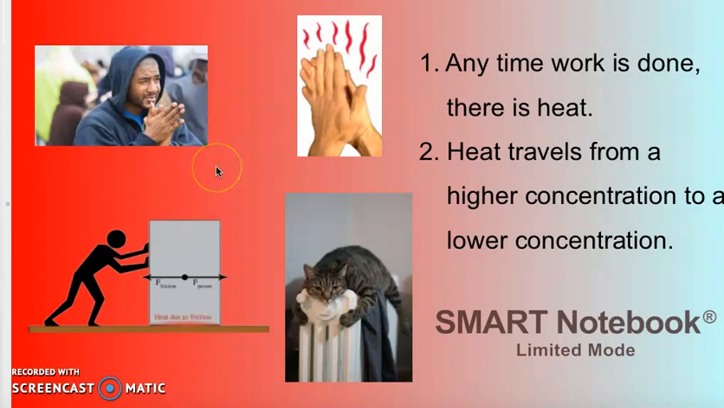A couple of other things about heat. You don't always have to have conduction, convection, or radiation to have heat. For example, this person and this person are creating heat through friction. They are rubbing their hands together, and in rubbing their hands together, they're creating heat. So when objects touch and move, you have that friction when they touch and they move against each other. So that is one way you can create heat, by friction.